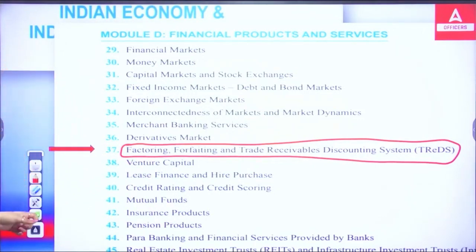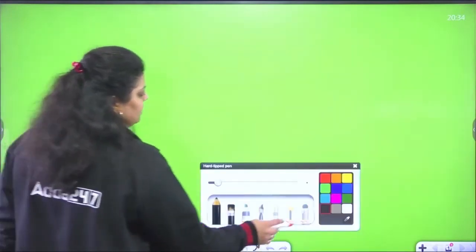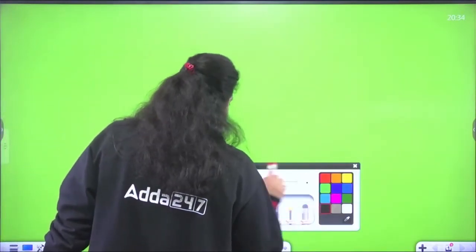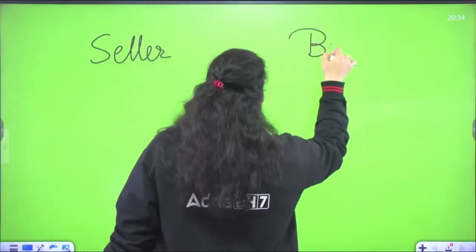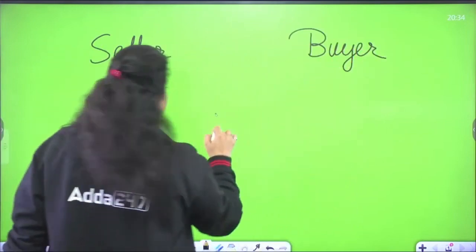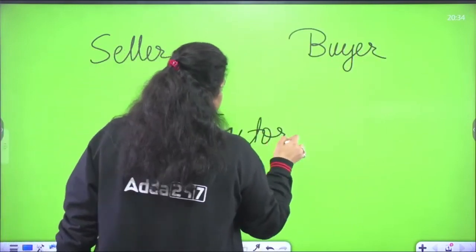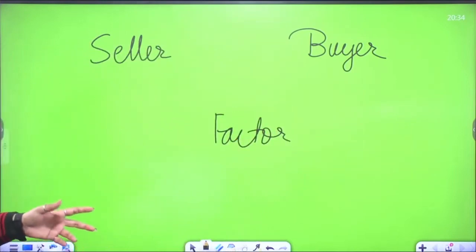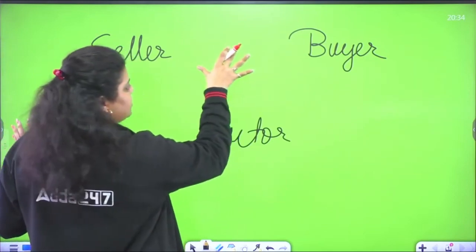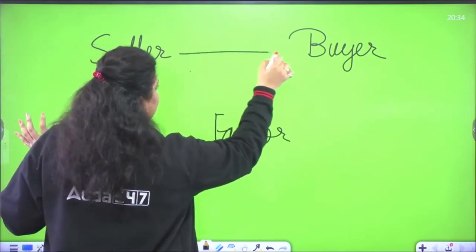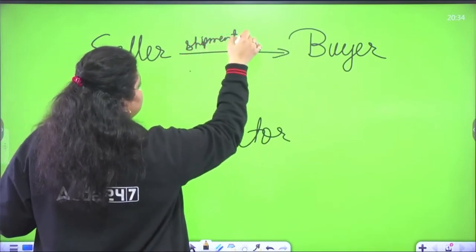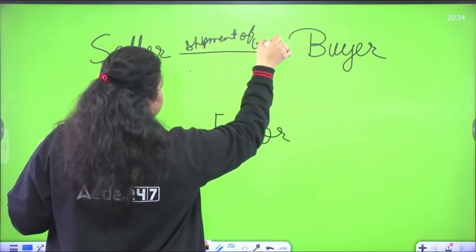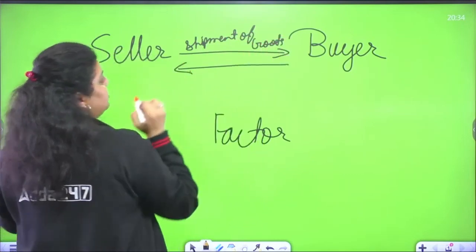When it comes to factoring, there will be certain parties. One will be your seller, one will be your buyer, and one mediator will be there, which will be known as a factor. The seller and buyer have a contract between them, and the seller has done the shipment of goods. The seller has sent the goods to the buyer. Now it's the responsibility of the buyer to make payment to the seller.